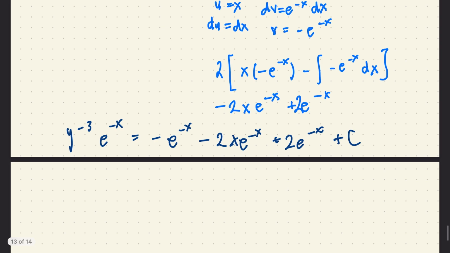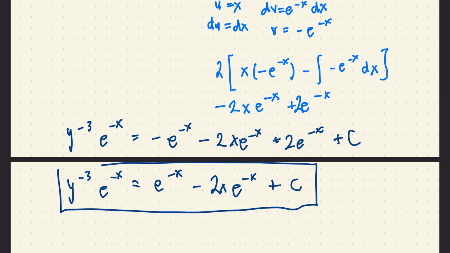So when you simplify yung mga e raised to negative x, negative e raised to negative x plus 2, so magiging positive, y raised to negative 3 e raised to negative x is equal to simply e raised to negative x minus 2x e raised to negative x plus c. So this is now your general solution.